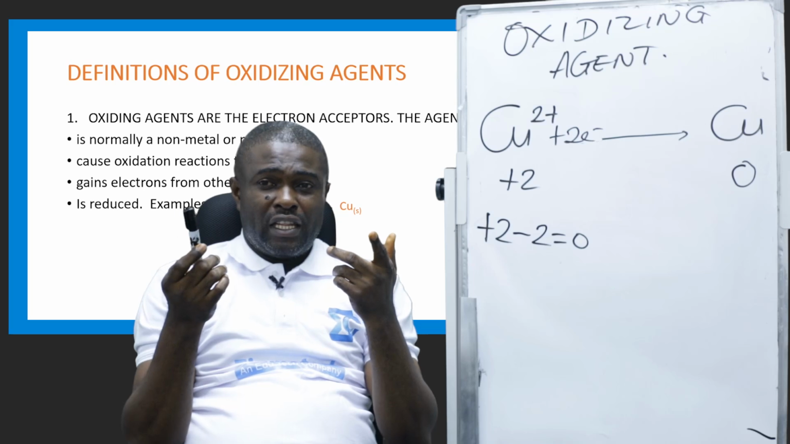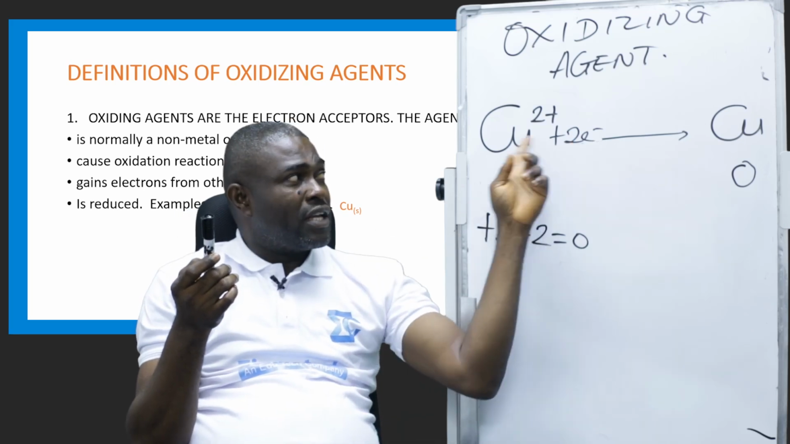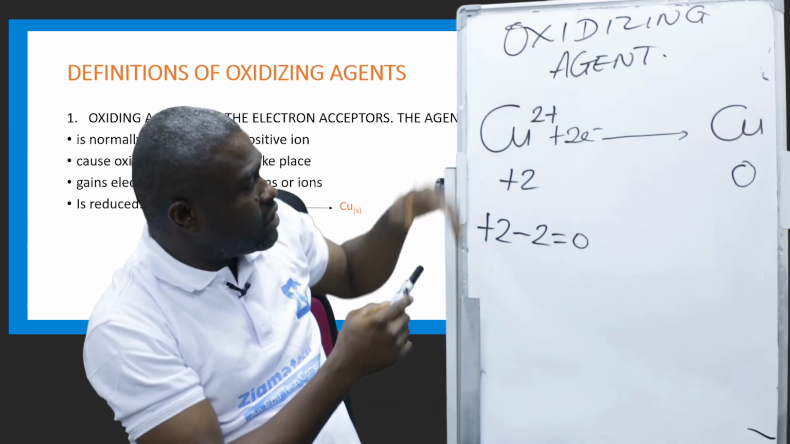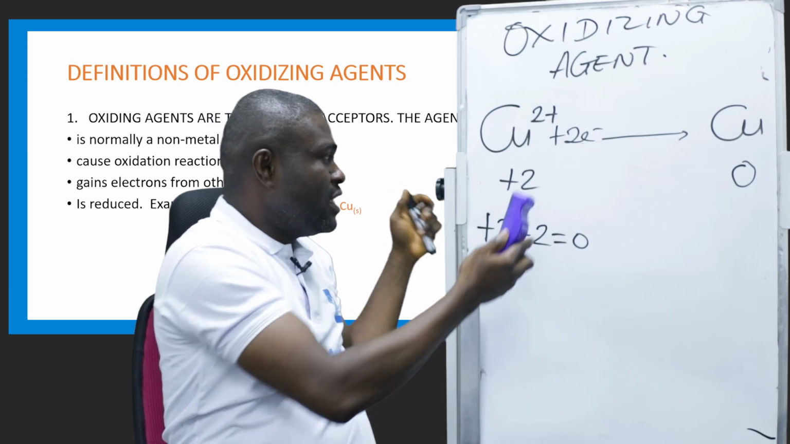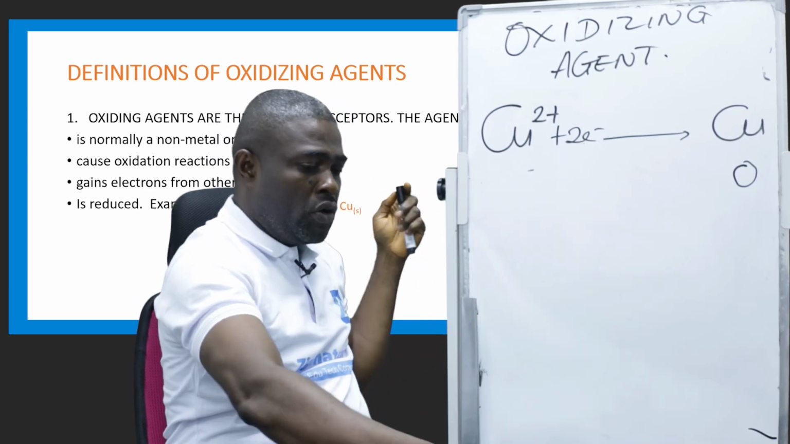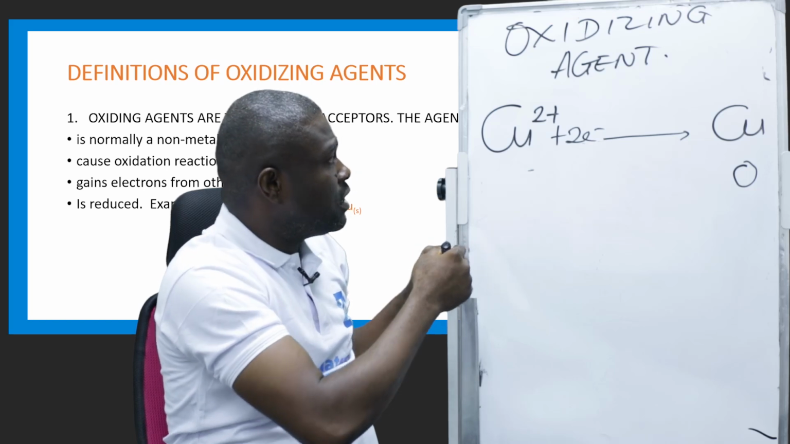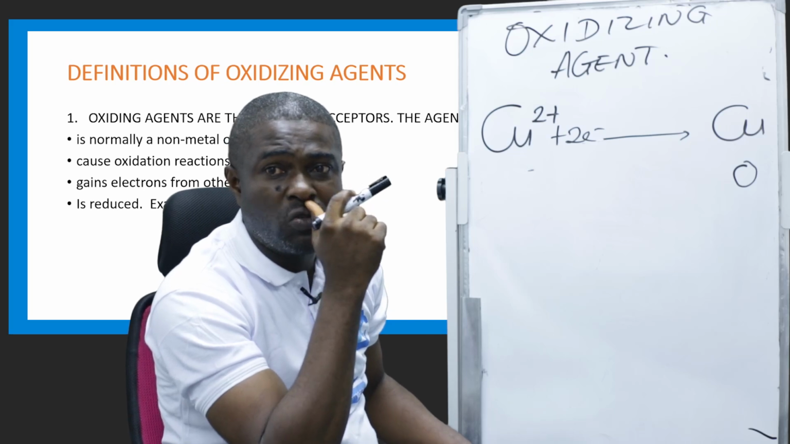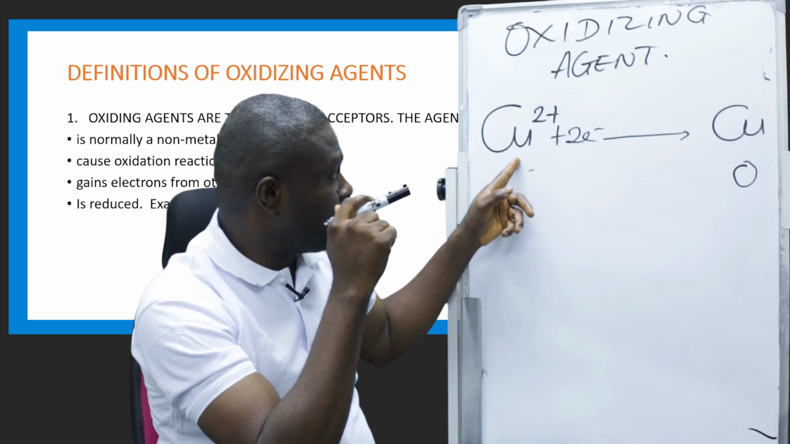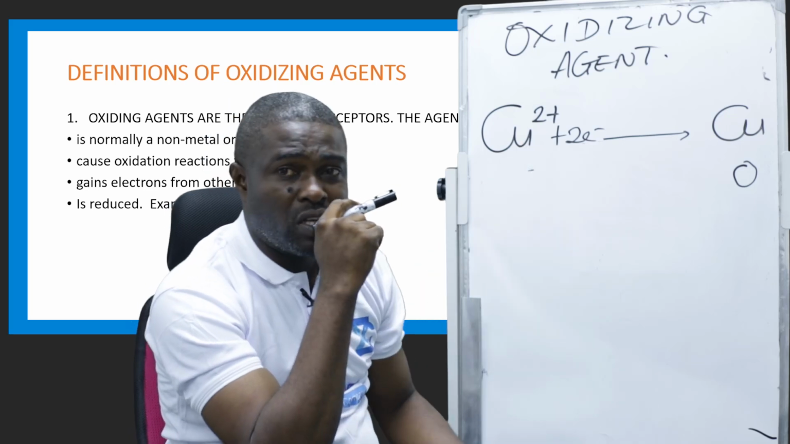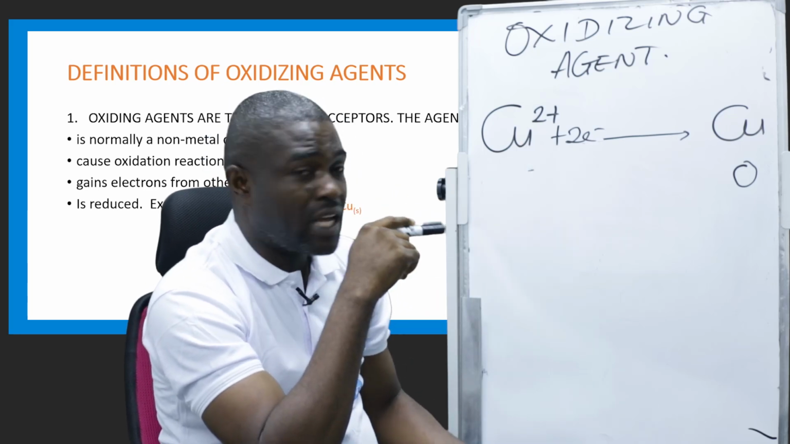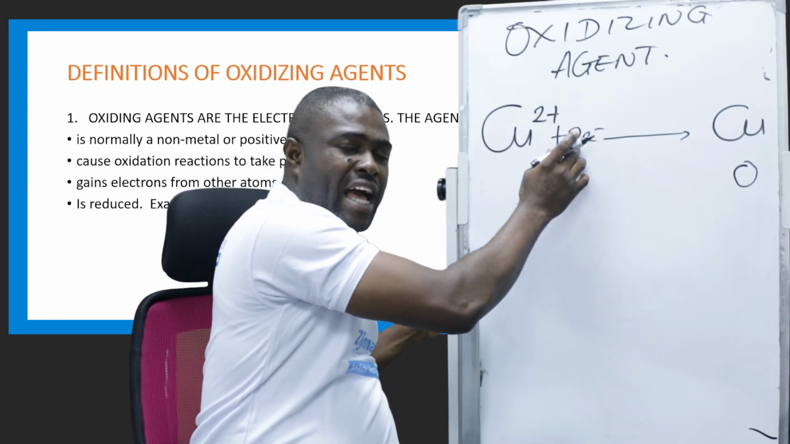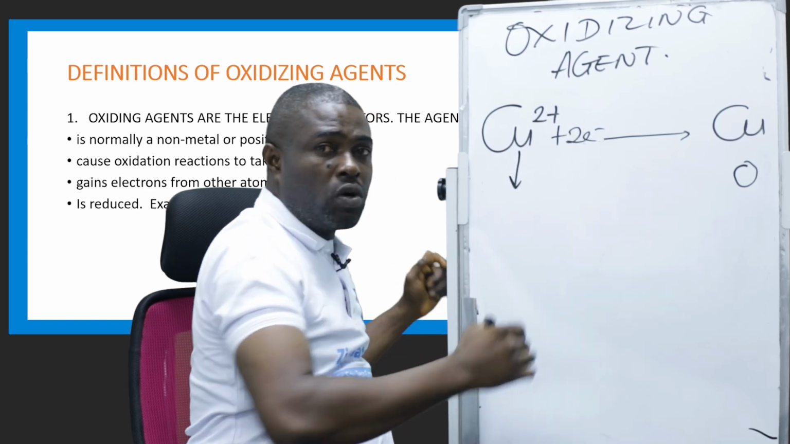Of course, 2 electrons were actually added to the copper 2 ion on my left-hand side. And that shows that this copper 2 ion is a good oxidizing agent. What I'm trying to say is this: this particular copper 2 ion, to which I added electrons, is a good oxidizing agent.